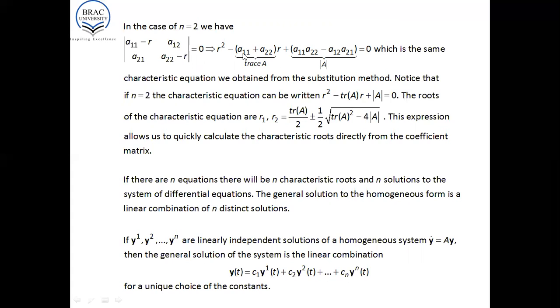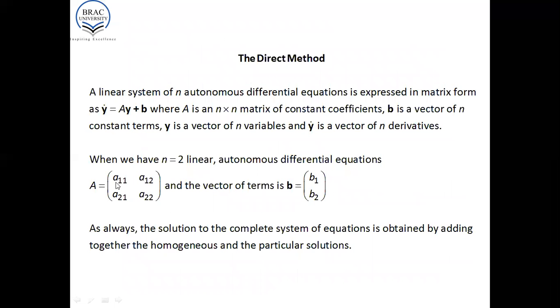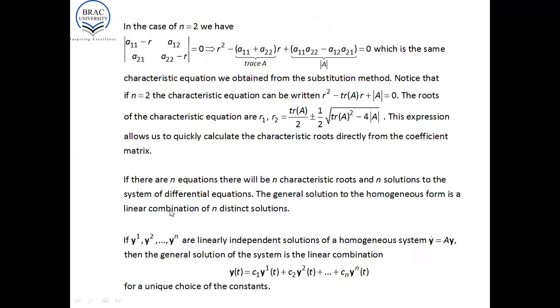Now notice that A11 plus A22 is just the trace of A. So the trace of a matrix is the sum of the diagonal terms. So for the coefficient matrix A11, A12, A21, A22, when you add A11 and A22, the diagonal terms, you get the trace. And A11 A22 minus A12 A21 is just the determinant of the matrix A. So we can write the characteristic equation as r squared minus trace of A times r plus the determinant of A is equal to 0.